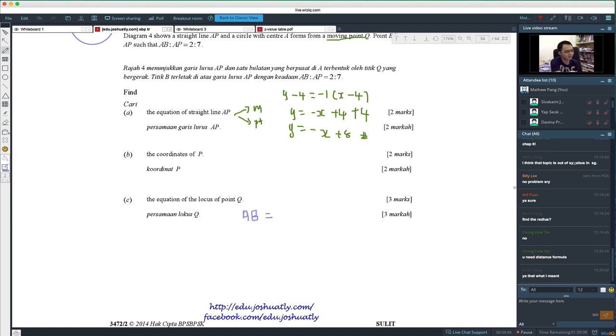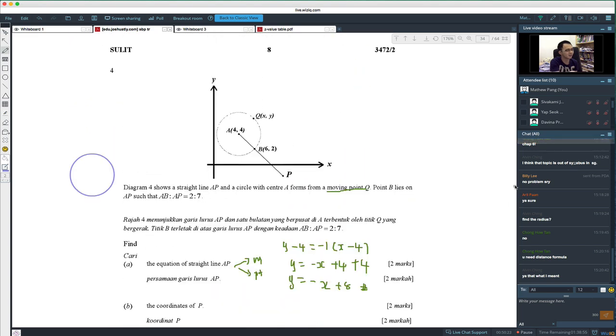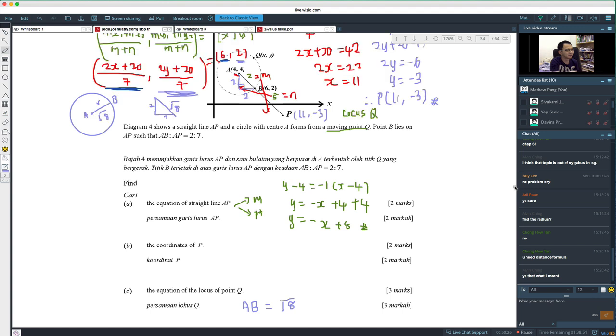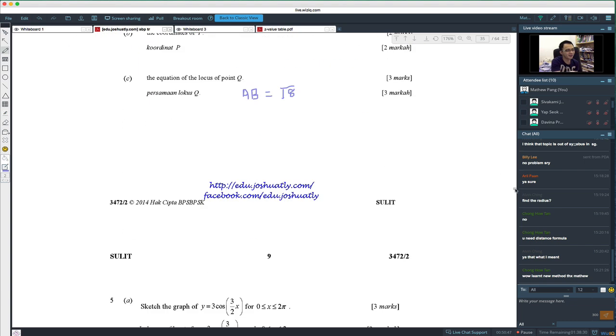Then I will do some substitution here. Equation of locus. They want the equation of locus. If AB equals square root 8, I know AQ should have the same distance, correct? This is Q, AQ, and this is AB. B is somewhere here. So if AB equals square root 8, I know AQ will equal square root 8 also.